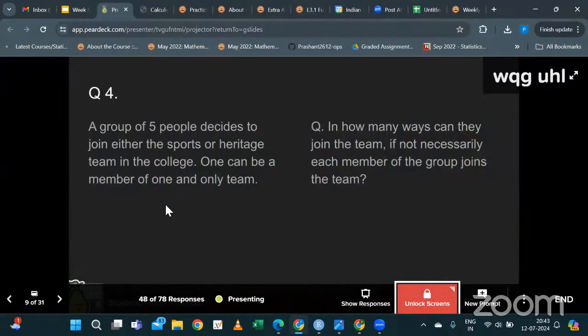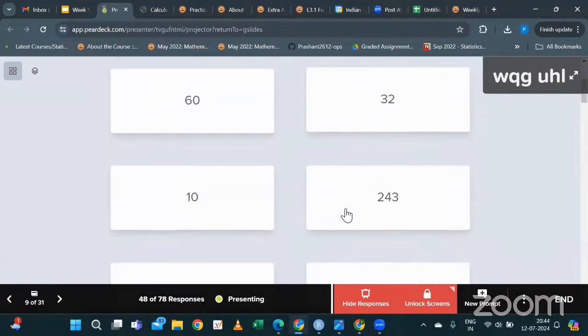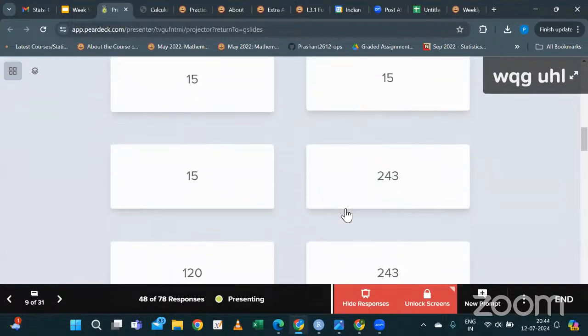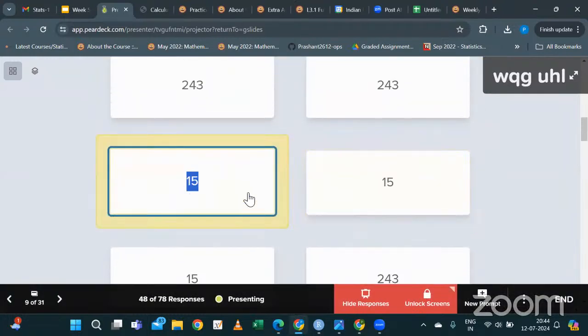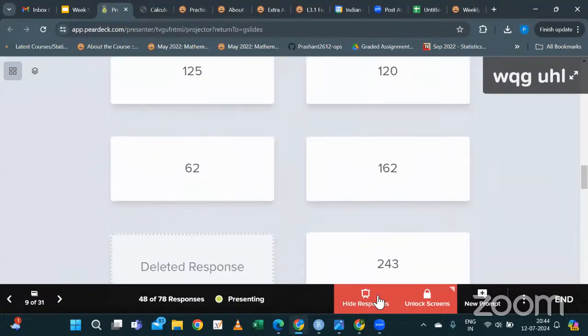Okay, let's see whether it is in the solutions. Some of you have entered answers. See this 15. They have simply added those, 15. So it's not that we have to add. We have to multiply. Why did I tell you that, right?